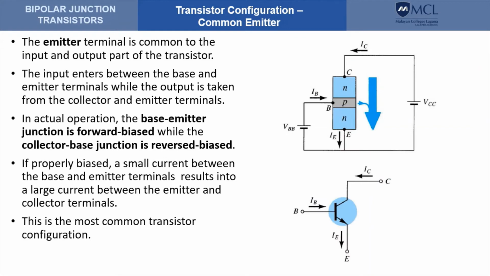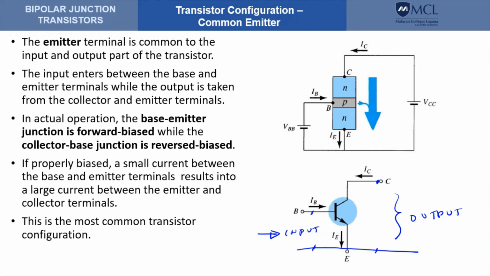We also have the common emitter. This is one of the most popular configurations. So here we have the emitter being common between the input and the output here. Okay, so this is the output. The input enters between these terminals, base and emitter, and the output is taken between the collector and emitter terminals.